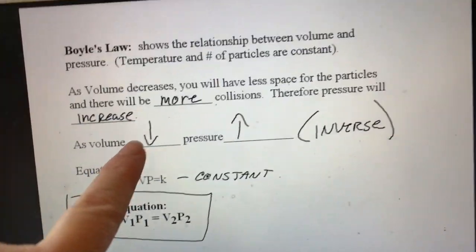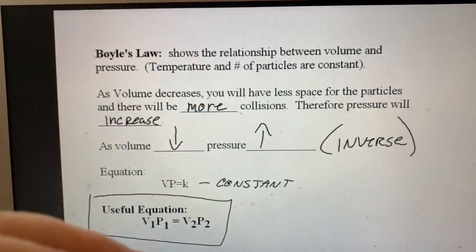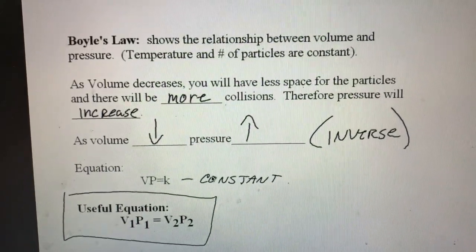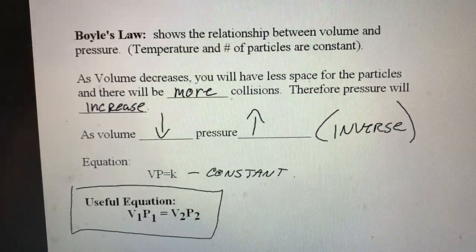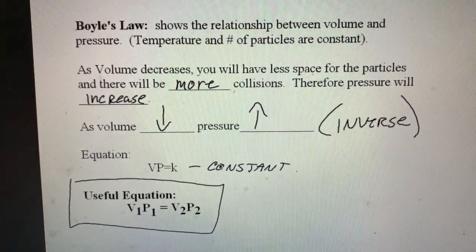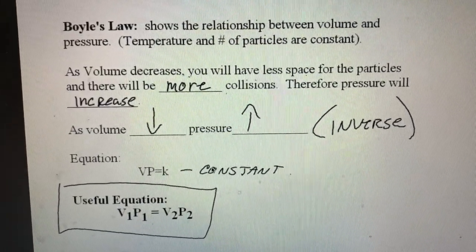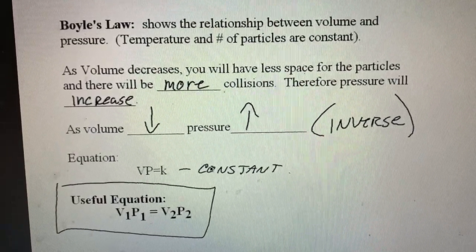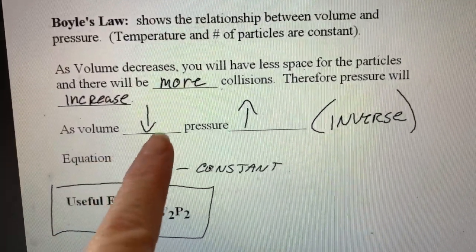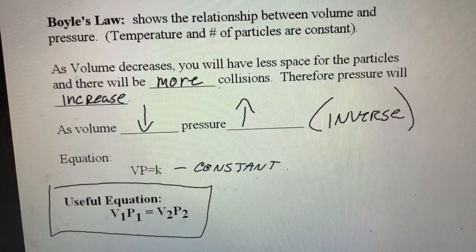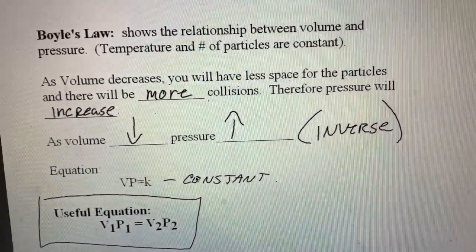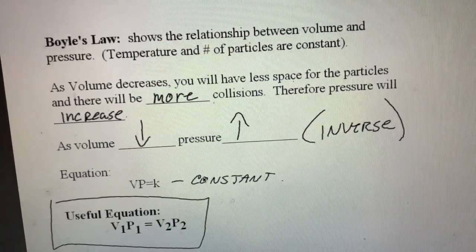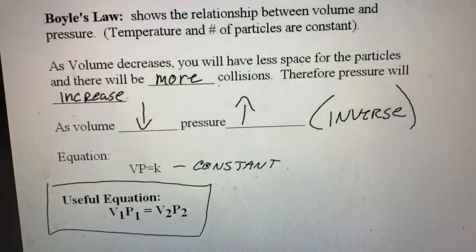So as volume decreases, you can imagine as a container gets smaller, you have less space for the particles. If there's less space, then there's going to be more collisions with the sides of the container. And we know collisions with the sides of the container is what causes pressure. So more collisions means more pressure. As volume decreases, because we made that container smaller, the pressure is going to increase.